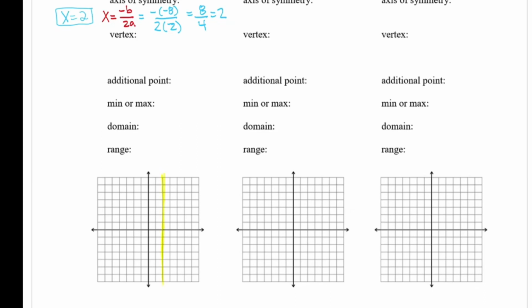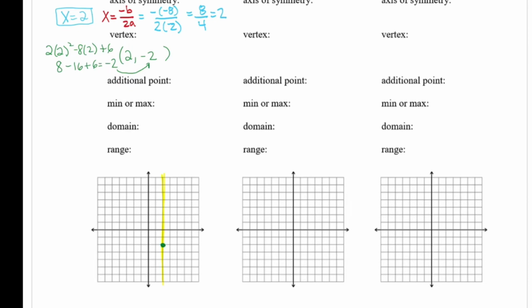Now our vertex, the x coordinate, is the same as our axis of symmetry. It's going to be on that line. So the first coordinate we have is 2. Now to find the y, we're going to take that 2 and plug it into the original equation. So we have 2 times 2 squared minus 8 times 2 plus 6. Now 2 times 2 times 2 is 8. 8 times 2 is 16, and plus 6 at the end. 8 minus 16 plus 6 gives us a -2. So that is going to be the vertex that goes on the axis of symmetry. So we go over 2, down 2.